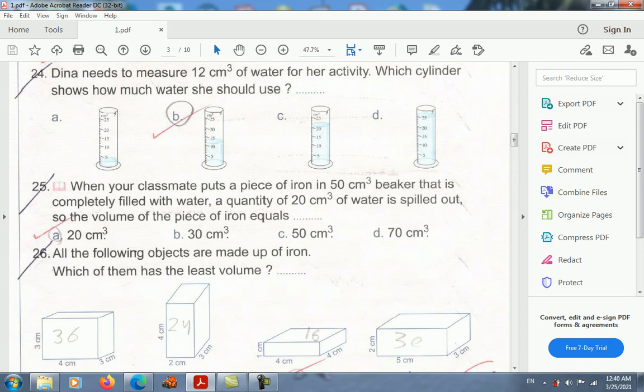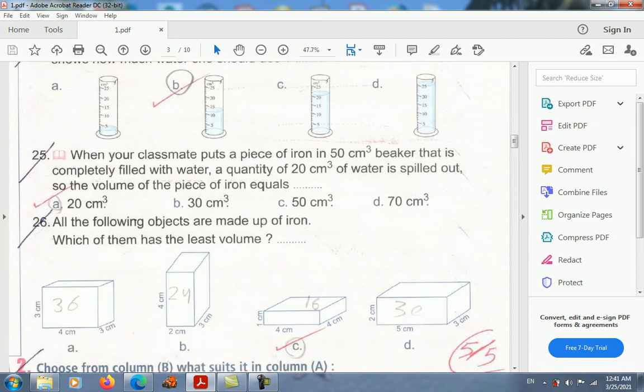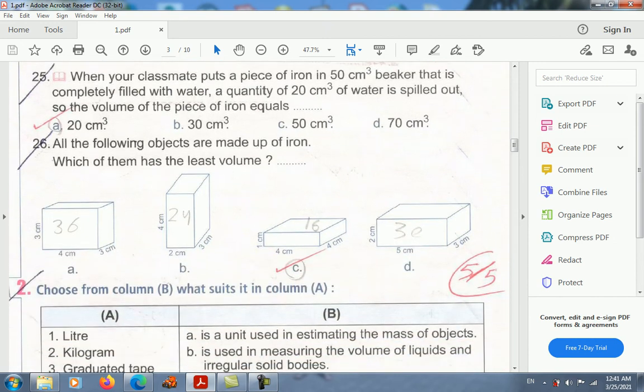24. Dina needs to measure 12 centimeter cube of water for her activity. Which cylinder shows how much water she should use? Of course, it's going to be B, because this is the cylinder that indicates 12 centimeter cube. 25. When your classmate puts a piece of iron in a 50 centimeter cube beaker that's completely filled with water, a quantity of 20 centimeter cube of water is spilled out. So the volume of the piece of iron equals 20 centimeter cube. It's exactly the volume of the spilled out water.